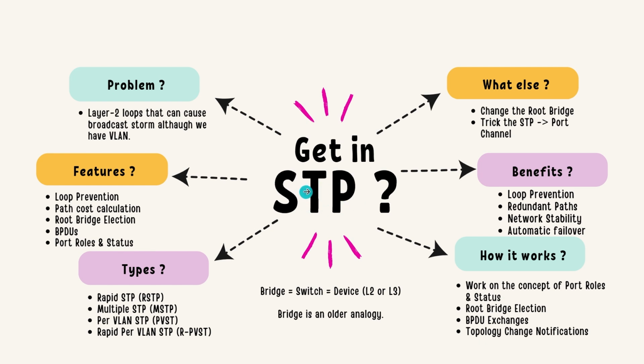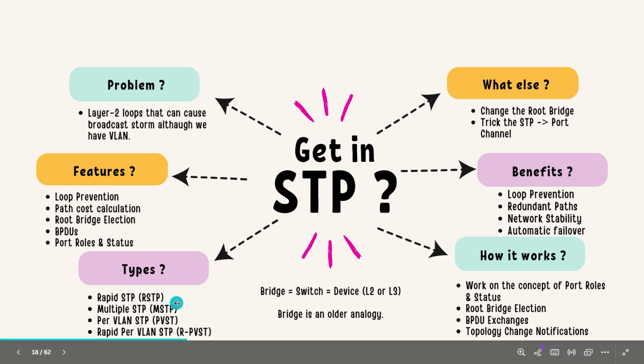As per the problem stated, the first feature is that it prevents the loop, right? And there are several features that you can look out for. As for the types, there are several variants of STP, like Rapid STP, Multiple STP, Per-VLAN STP, Rapid Per-VLAN STP, all those. And basically there are some terms, like bridge, that refers to a switch or a device, because bridge is an older terminology or analogy.